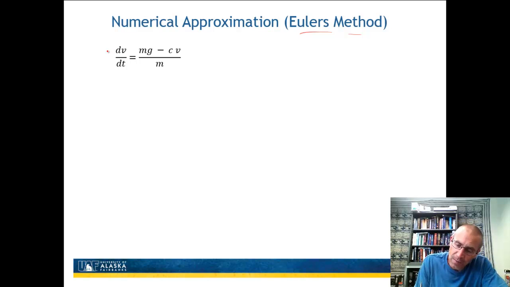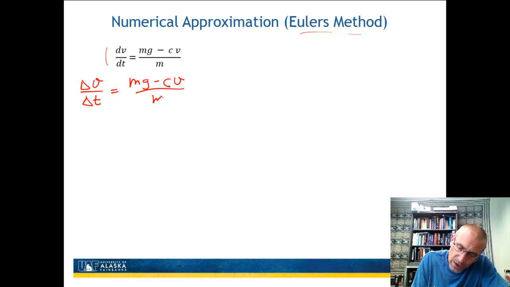Let's go back and remember the definition of a derivative. The definition of a derivative is the change in velocity over the change in time as the change in time goes towards 0. But here we'll just talk about a finite change in time. This would be delta v over delta t, and that would be equal to (mg minus cv) over m.